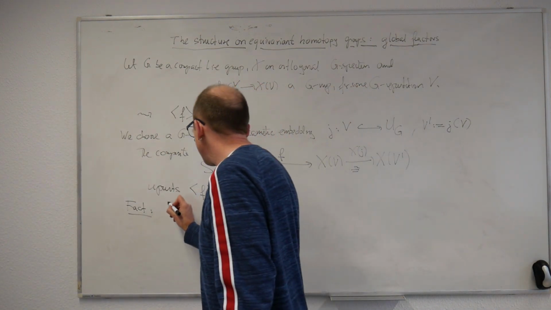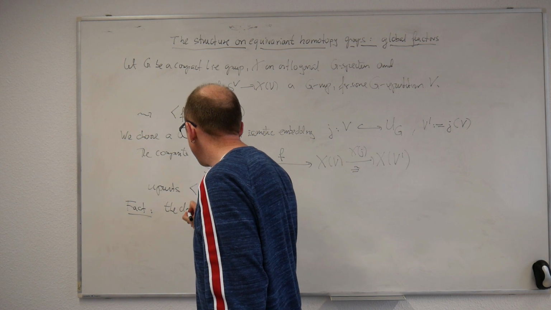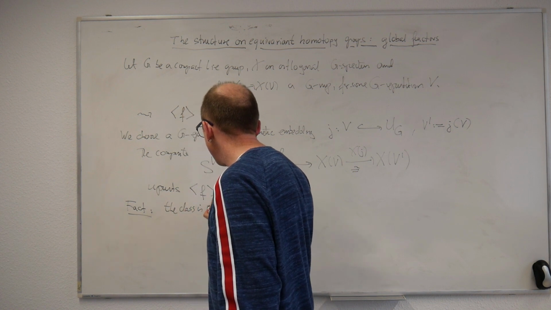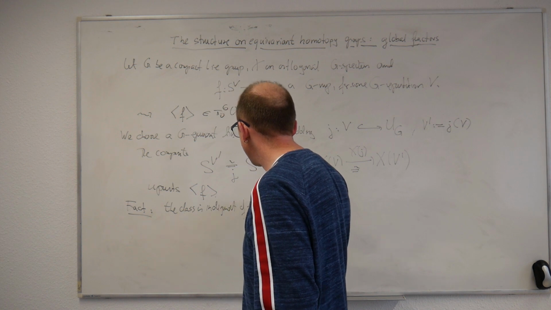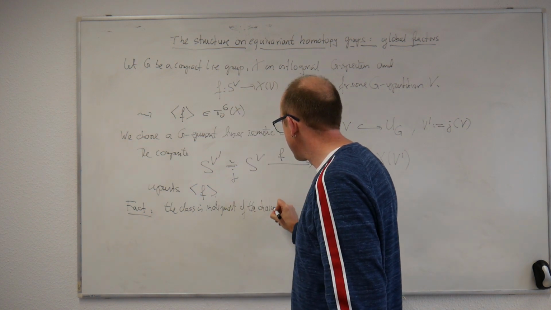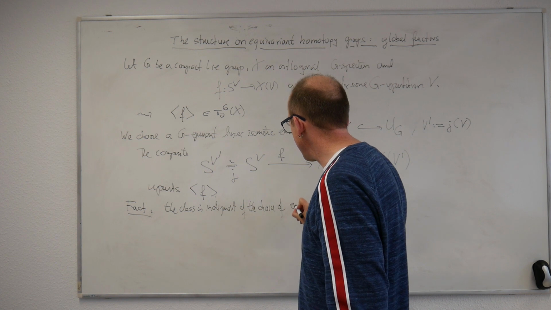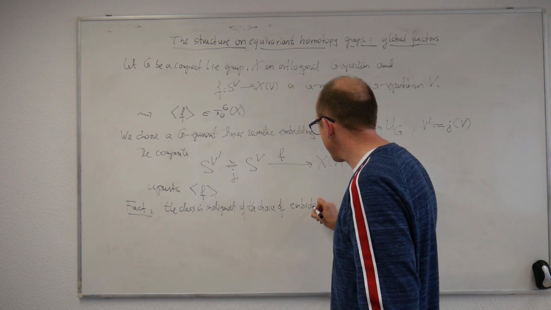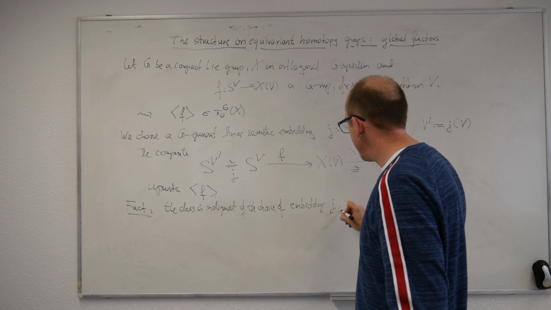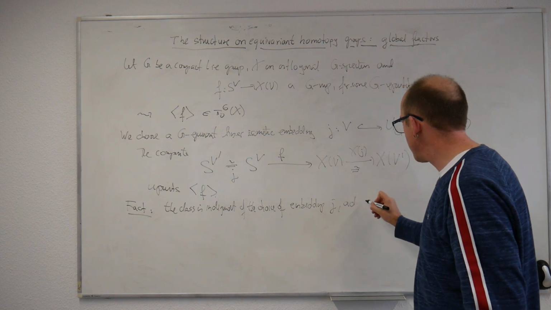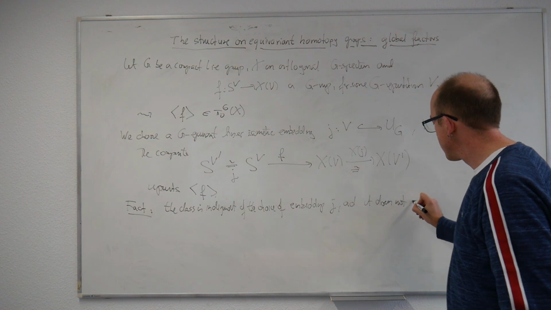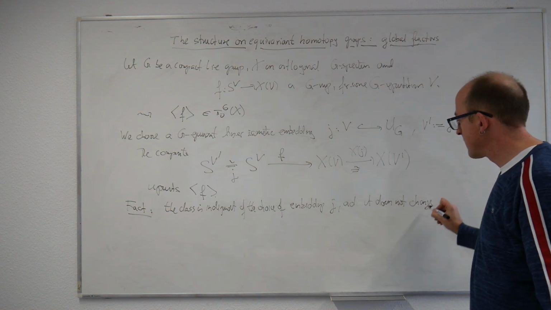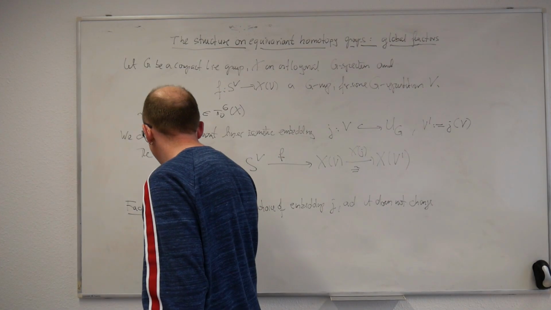So the class is independent of the choice of embedding J, and it does not change if we stabilize F by another G representation.